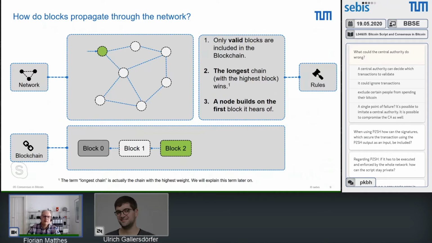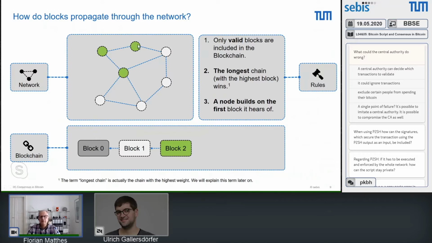For example, this miner or this node, maybe we say this is Hamburg because it's in the north, creates a new block with valid transactions, which fits to the existing blockchain, which ends with block 1. So this would be validated and created as a valid block. And then this node would propagate it to its immediate neighbors in all directions.